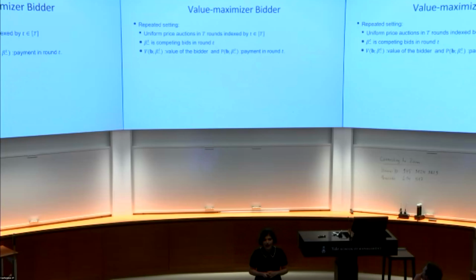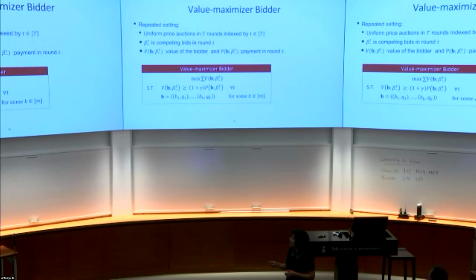Okay, cool. Now let's get to the important part of the modeling, which is about value maximizers. For that, I'm looking at the repeated setting where we are running a uniform price auction over the course of T rounds. Here I'm using beta minus t to represent the competing bid in round t, and capital V for value. Now this bidder wants to maximize the cumulative value it gets over the T rounds.